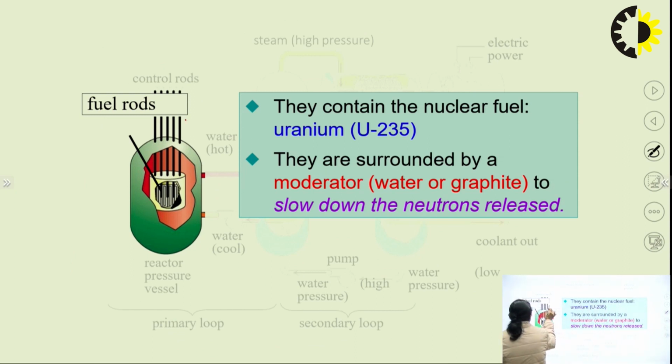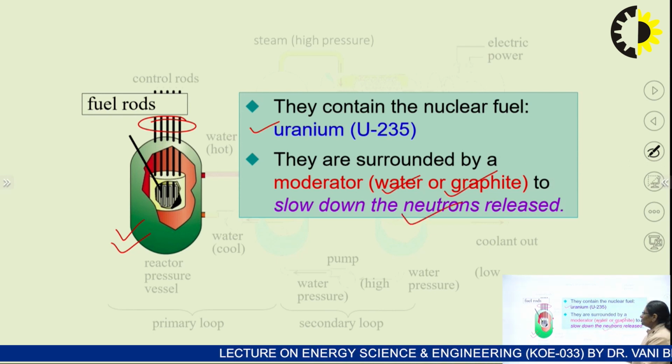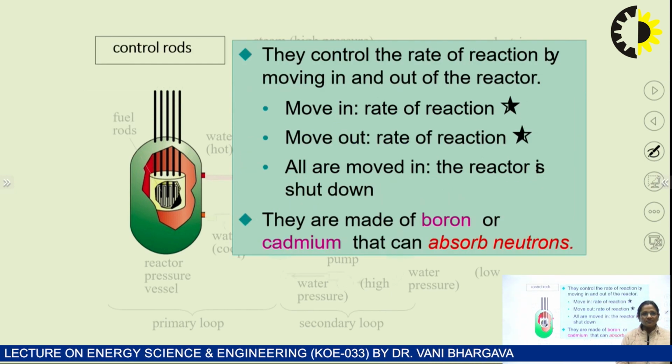You can see this portion, they are representing the fuel rods inside the reactor. They contain the nuclear fuel. Fuel rods actually contain the nuclear fuel. For our reactors, it is uranium-235. They are surrounded by the moderator, and as moderator we may use water or graphite. What is the purpose of the moderator? To slow down the neutrons released after the fission process.